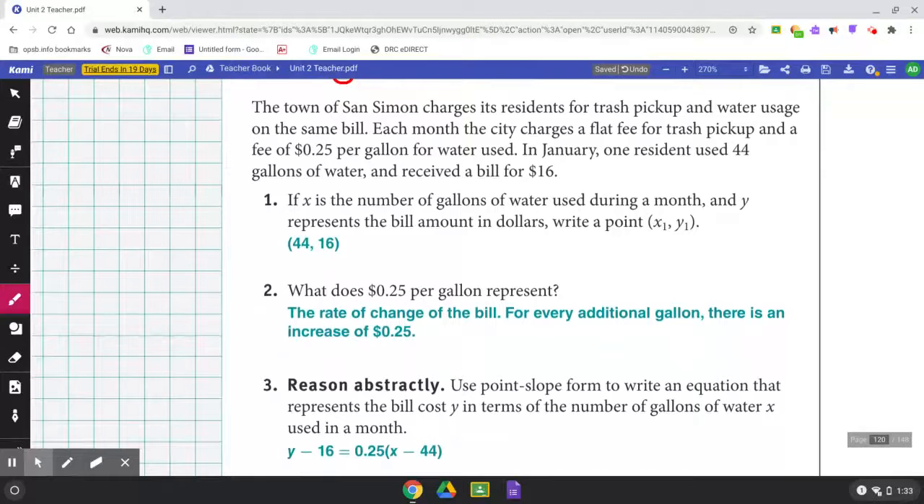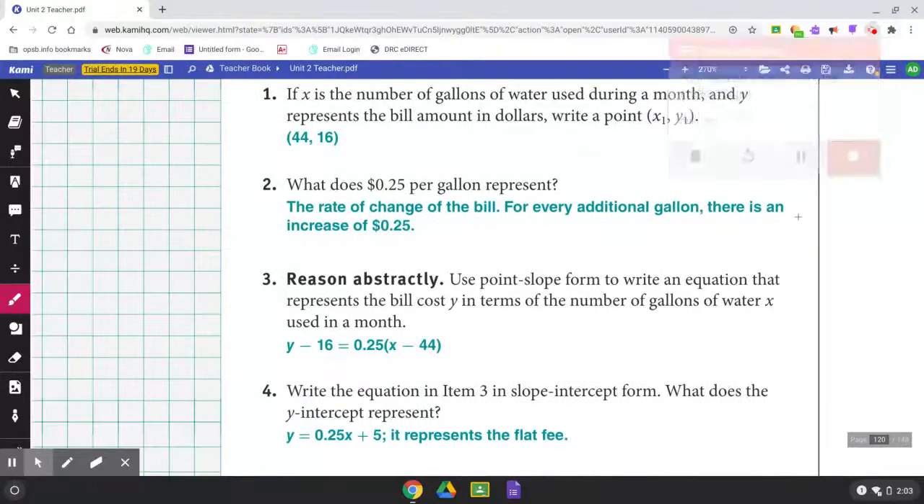The town of San Simon charges its residents for trash pickup and water usage on the same bill. Each month, the city charges a flat fee for trash pickup and a fee of 25 cents per gallon for water used. In January, one resident used 44 gallons of water and received a bill of $16.